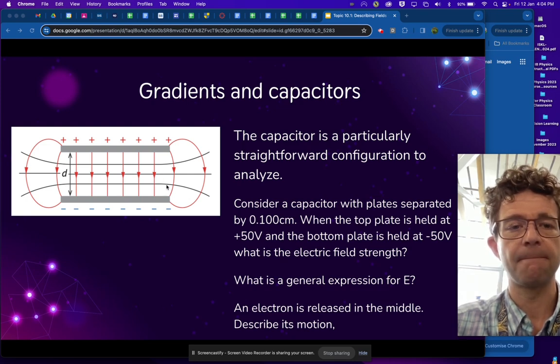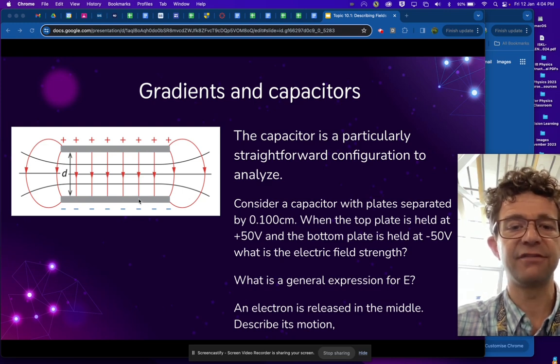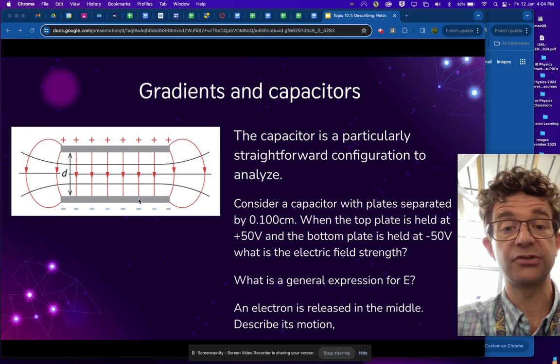of the plate. And so here it's saying that in the capacitor, we have a distance of 0.1 centimeters or 1 millimeter. The top plate is at 50 volts. The bottom plate is at negative 50 volts. What is the electric field strength?